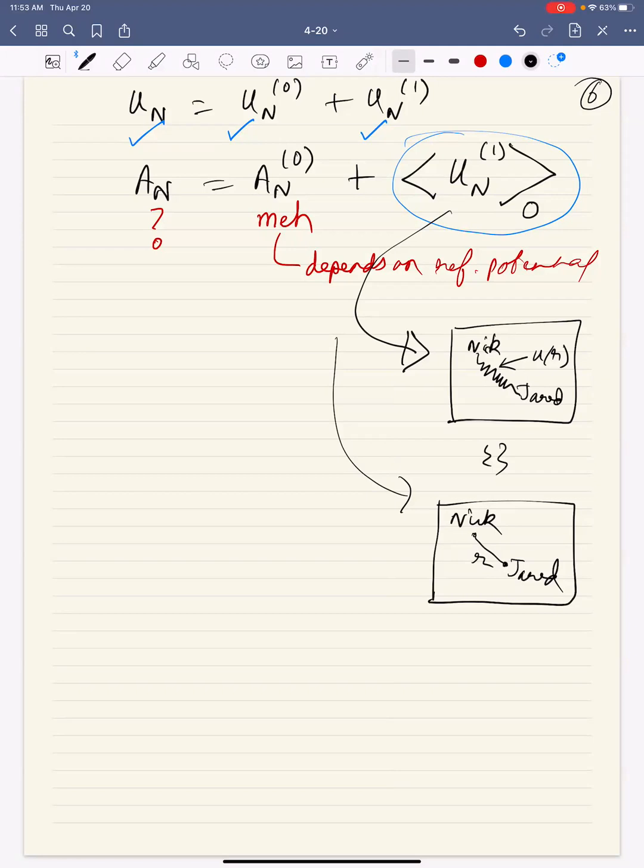So this is something you can actually use in experiments. And this will become clear as I will show you in the next class how we calculate U_N0 using G of R of a reference potential. Any questions about this?